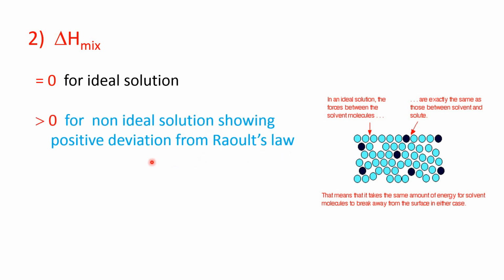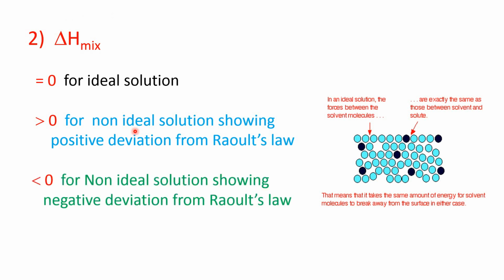For non-ideal solution showing positive deviation from Raoult's law, in that case what happens? More energy is required to break this intermolecular force of attraction between the solvent molecules or solute molecules, because this interaction is stronger than solute-solvent interaction, as I already told. But when this solute-solvent interaction is developing, then less energy is released because it is weaker interaction. So, net result is you have to supply more energy. In that case, total heat content of the system increases. That means enthalpy increases. Therefore, delta H mixing is positive or greater than 0.